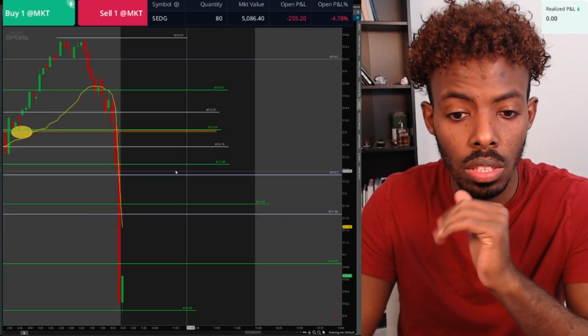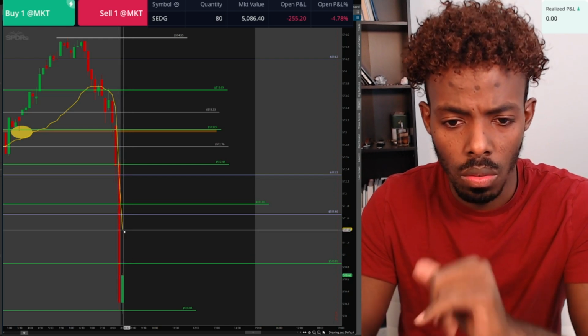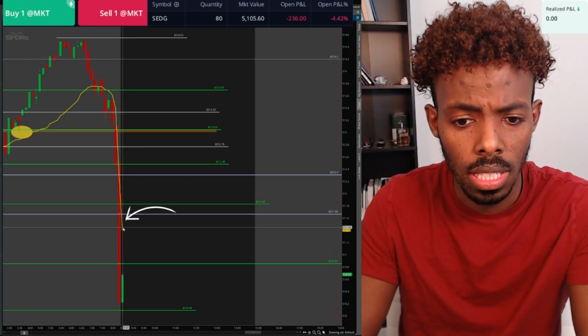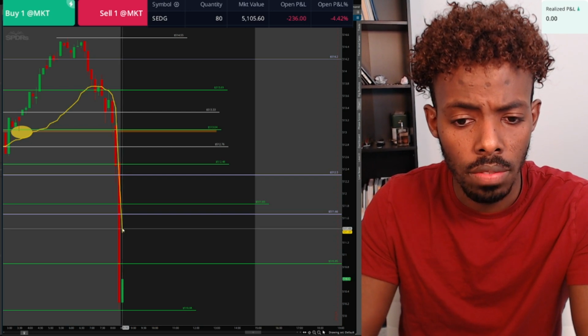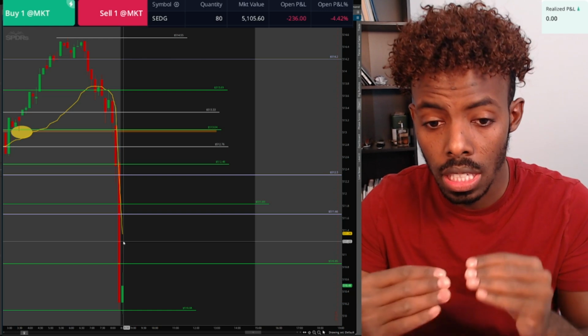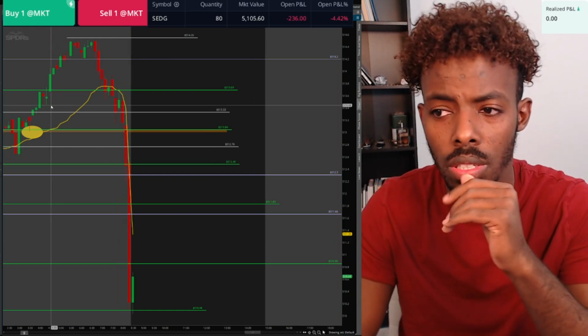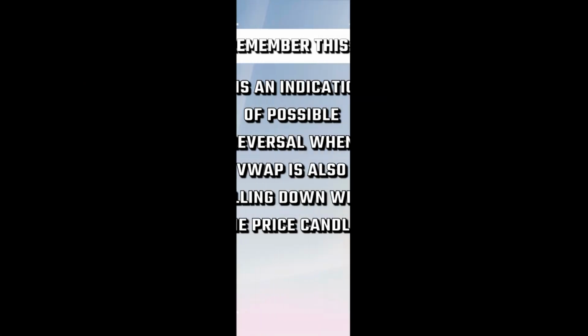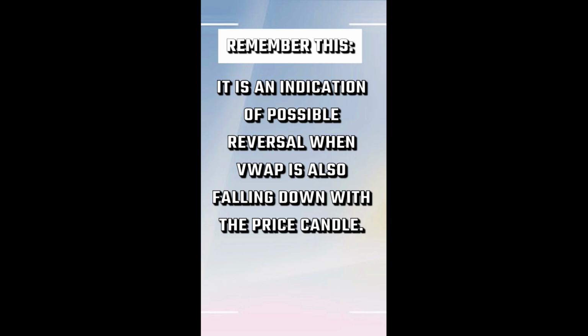SPY is not looking good for a call right now until, oh wow, it actually could be looking good for a call because the VWAP is catching up to the fall. So when the VWAP is catching up to a downfall, it's an indication of a potential reversal. That's what I've noticed in the past, actually.